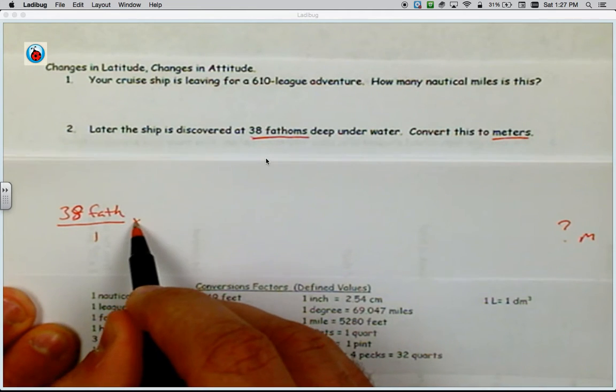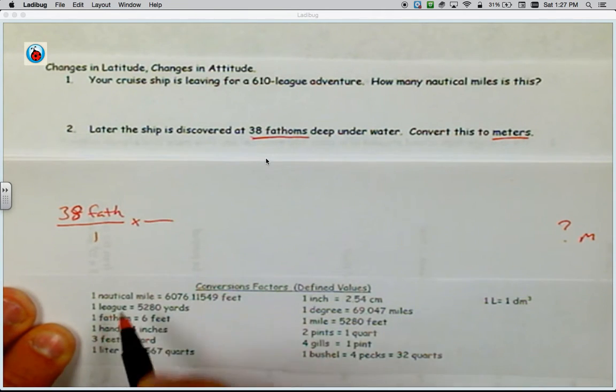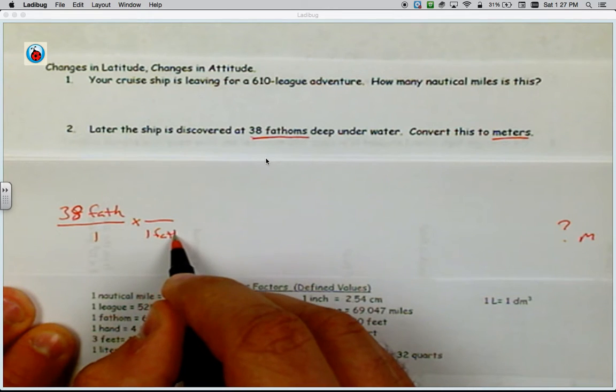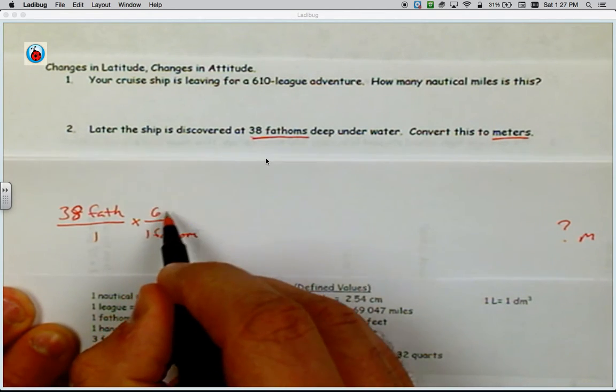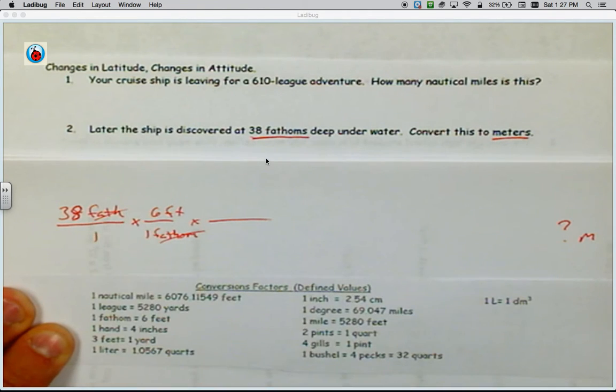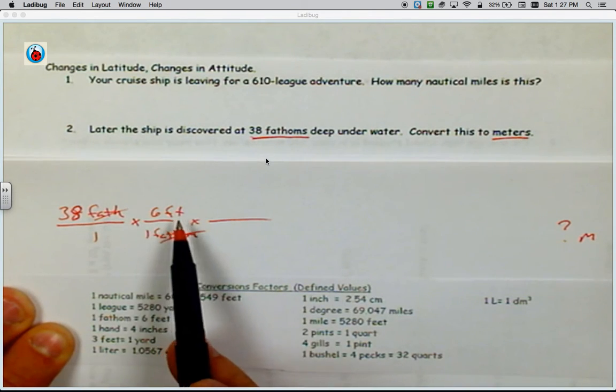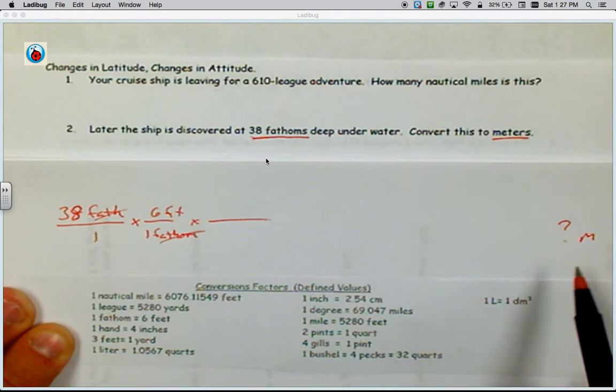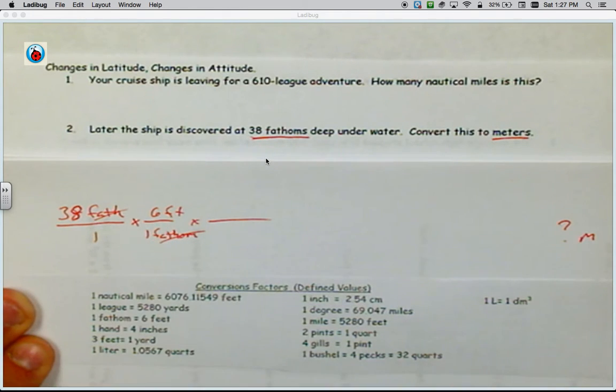For the fathoms to cancel, the 1 fathom must go on the bottom. 1 fathom is equal to 6 feet. Well, fathoms cancel. It's my favorite part. Into feet. We're not quite to meters yet, so we got to keep going. What do we know about feet? Well, we know something about feet.